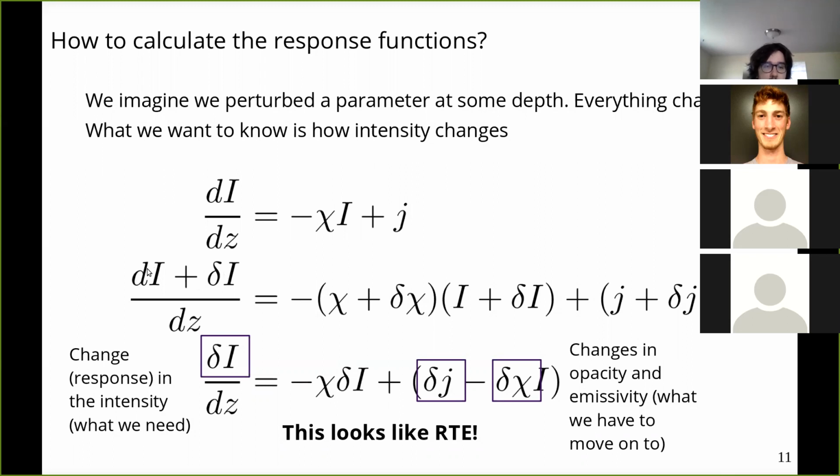So there is a bracket missing here. Okay. But the radiative transfer equation is still going to be valid, because the radiative transfer equation just tells you how things are changing. So then I can subtract these two radiative transfer equations for the perturbed and the unperturbed atmosphere.